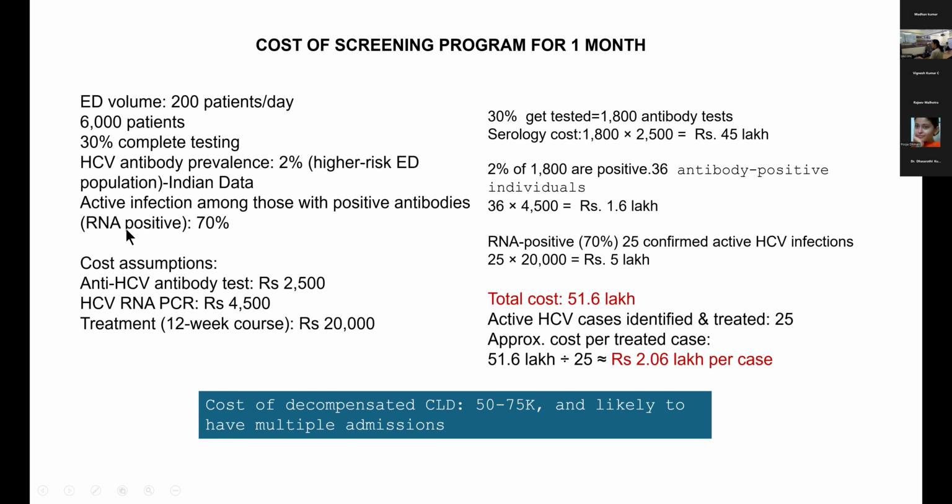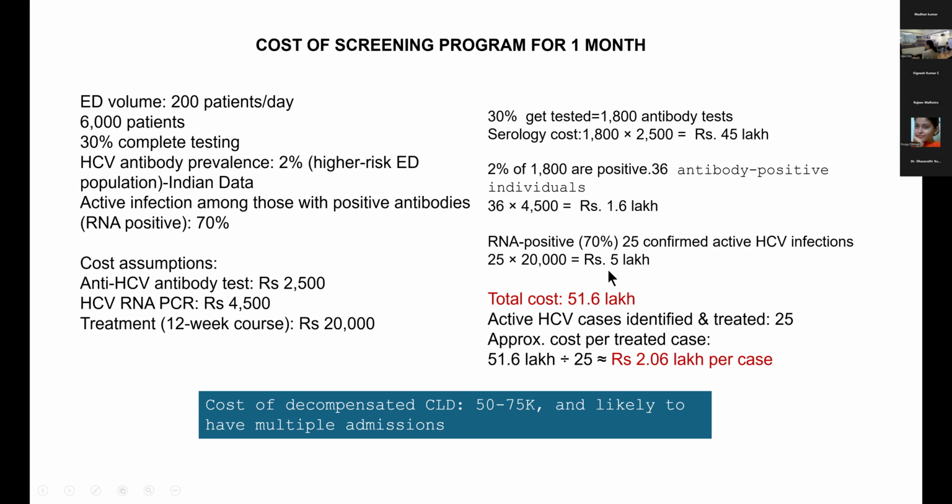So if you assume these things and you calculate, so 6,000 patients came, 30% agreed for testing. That itself costs around 45 lakhs. 2% of the 1,800 are positive. So you test antibody in those many patients. Then you have RNA positivity, say 70%. So 25 have confirmed disease. That's another 5 lakhs for treatment.